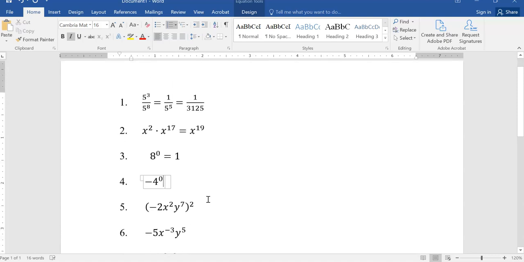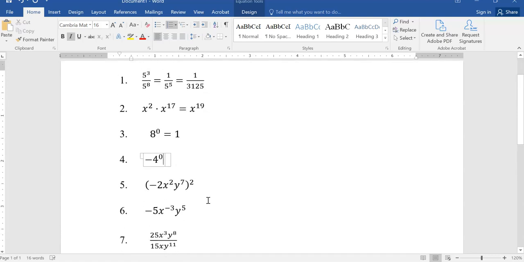Negative 4 to the 0th power is the next. Now, notice that the negative and the 0, there's no parentheses around here. So we have to use the exponent first. This is what I was saying in the last video. 4 to the 0th power is 1, and then apply the negative sign. So we're ending up with a negative 1 in this situation.